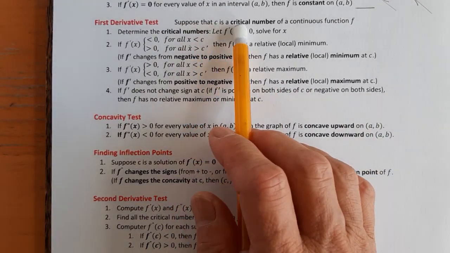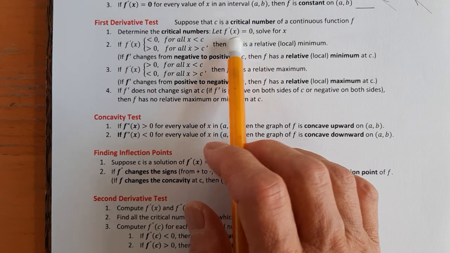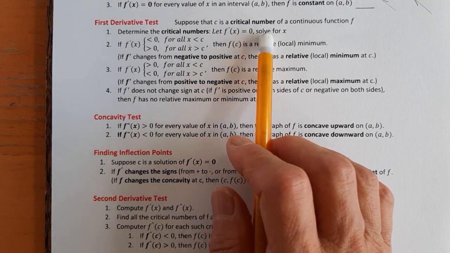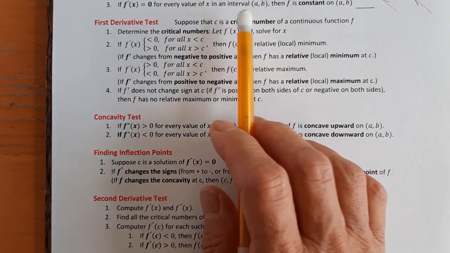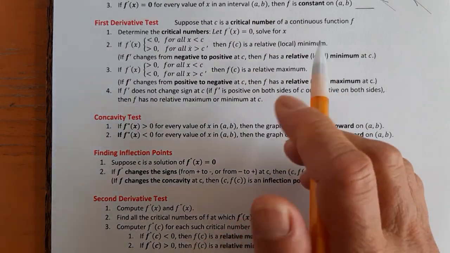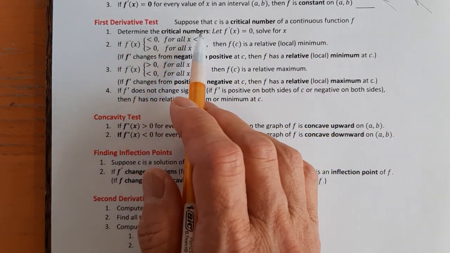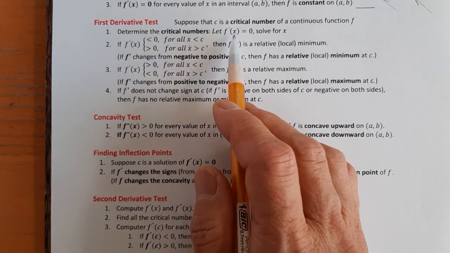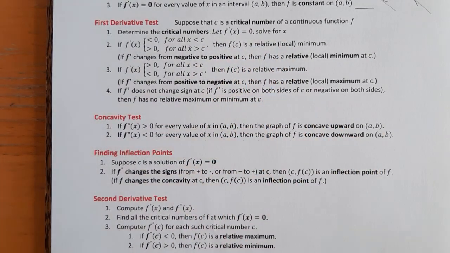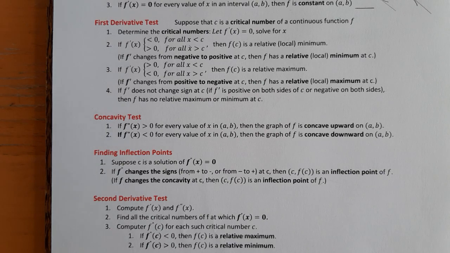Suppose that c is a critical number, which is where the first derivative equals 0. Solve for x. C is a critical number of a continuous function. So first of all, you find the critical numbers. You let the first derivative equal 0 and solve for x. Those we call critical numbers.